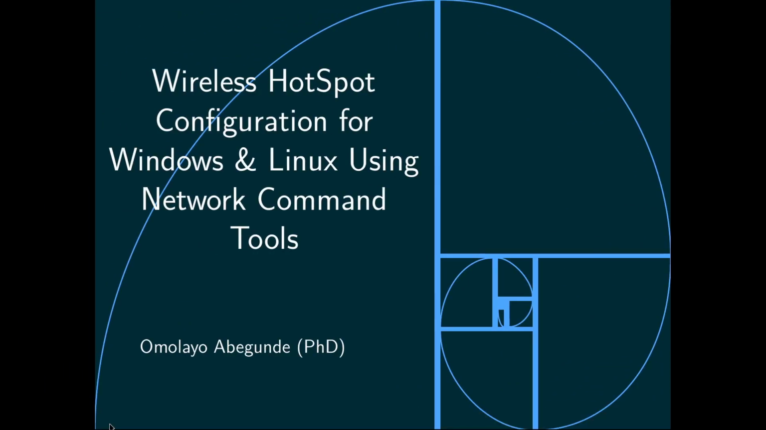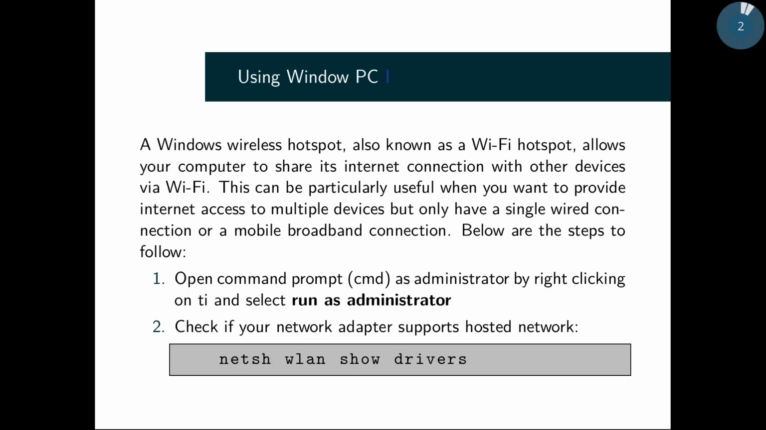So today we continue our lecture series from where we stopped. Today we continue our lectures on wireless and hotspot configuration on both Linux and Windows machines. Now let's move to the slide and talk about the Windows hotspot. We know our hotspot enables us to have connections to our systems. So therefore we start on Windows.